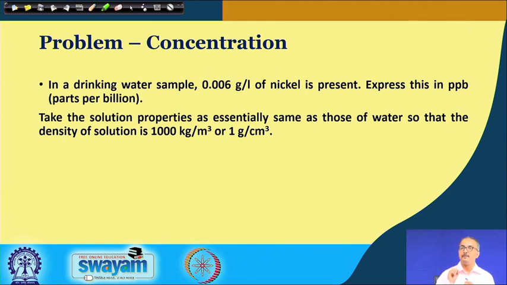Now, ppb means parts per billion, that means per 10 to the power 9. Parts per million means parts per 10 to the power 6. Okay. So, let us see how we convert this given thing in drinking water. It has 0.006 gram per liter of nickel, and we have to express this in terms of parts per billion. Here, because such a small amount is there, we assume the water sample has the properties of water and its density is the same as that of water, that is 1000 kg per meter cube or 1 gram per cubic centimeter. This information we would need for the conversion.